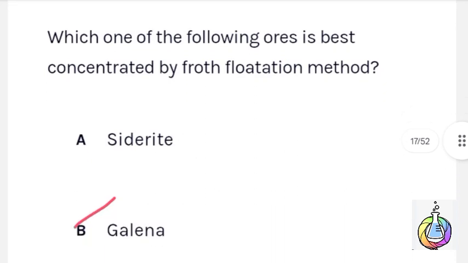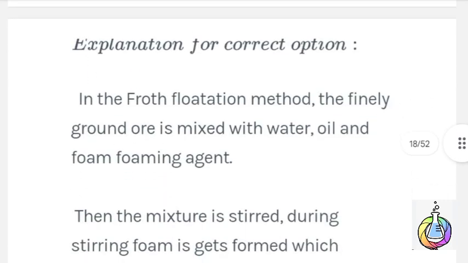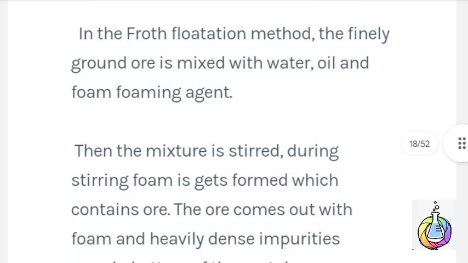Next question: which one of the following ores is best concentrated by the froth flotation method? Galena. Galena is the correct answer. Therefore, option B is the correct answer. Here the explanation is given. The solution is in the froth flotation method.